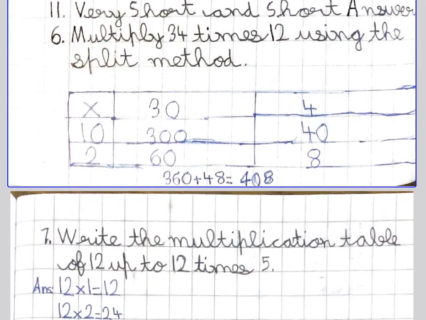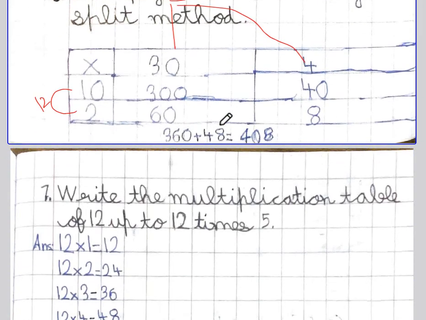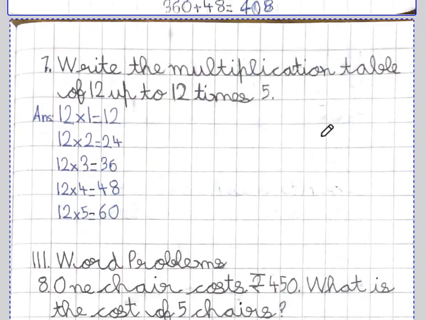and short answers. For example, 34 times 12 we can do like this. 34 we can split as 30 plus 4, and 12 we can split as 10 plus 2. So first we calculate 30 and 10 as 300, 30 and 2 as 60. Here 4 into 10 is 40 and 4 into 2 is 8. If we add these up, we get 360 plus 48, which will give 408.